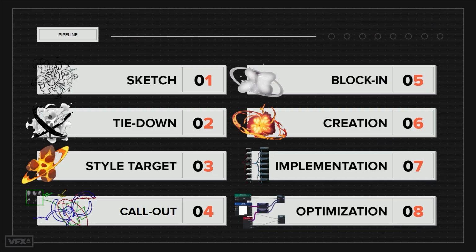Okay, so in pre-production, we have the concept phase where we're doing everything from sketching to style targets to blocking in your effect. In production phase, we've got the actual creation of it where we're going to spend the most of our time building the thing. And then in the post-production phase, we've got optimization and bug fixing. After that, you've completed your effect. Congratulations, you now know the visual effects pipeline and how it goes from beginning to end.